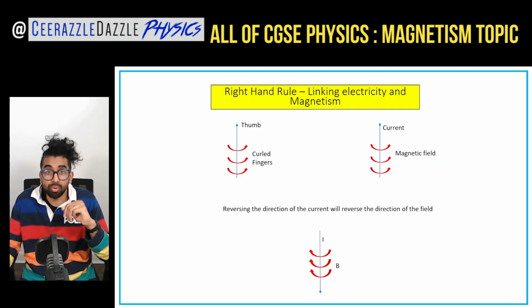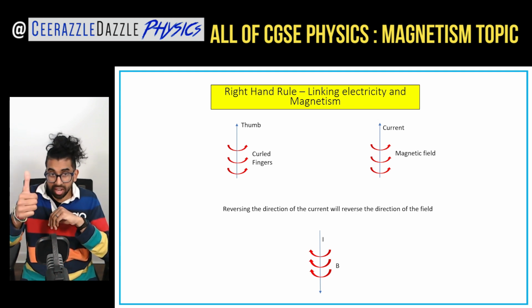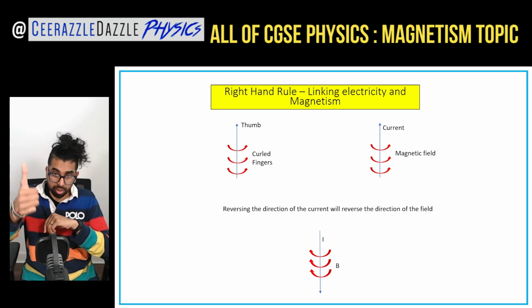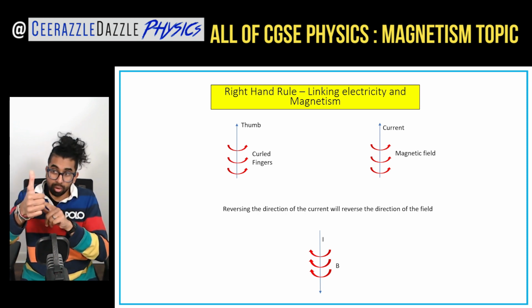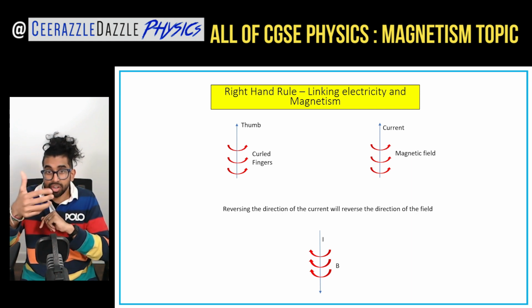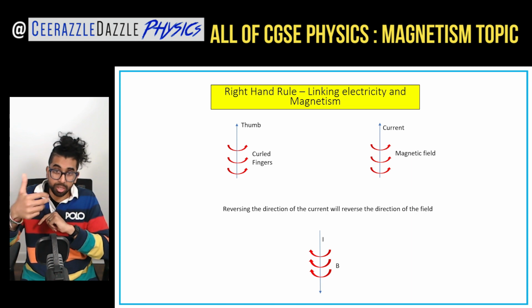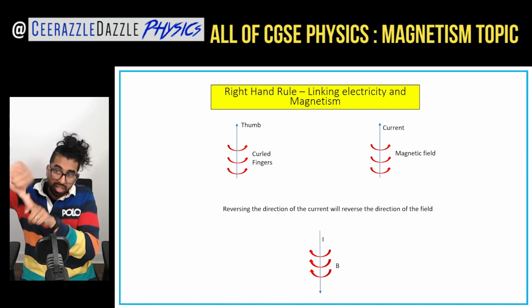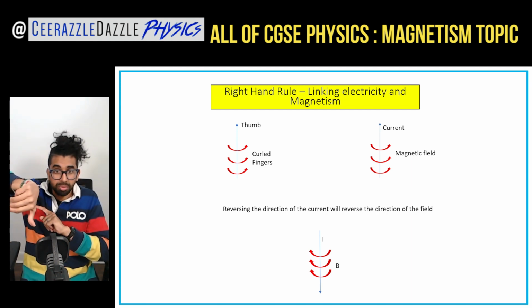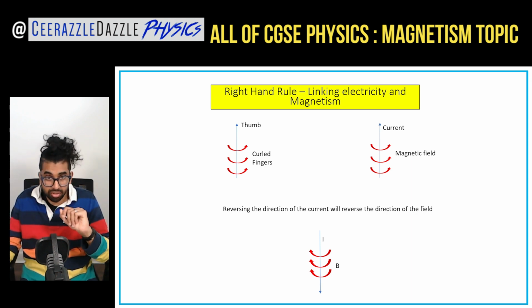The right-hand rule, so linking electricity and magnetism. If you were to take your right hand, yes, your right hand, hold it up, give yourself a thumbs up. Your thumb is going to represent the direction of the current, and your fingers are going to represent the direction of the magnetic field. So the current goes up, the field is going this way. And obviously if I was to reverse the direction of the current, the field is going to swap direction. That's going to be important later on.